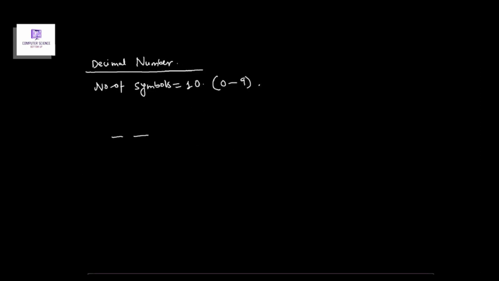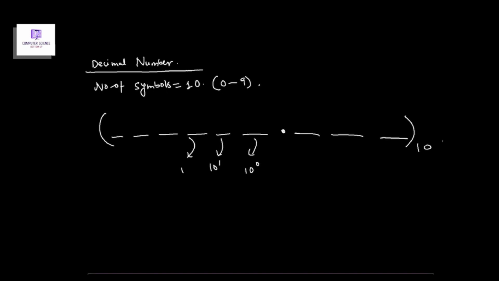If this is your decimal number, from here you start the fractional part. Every position has some weightage. This position has weightage of 10 to the power 0, this is 10 to the power 1, 10 to the power 2, 10 to the power 3, 10 to the power 4, 10 to the power 5.